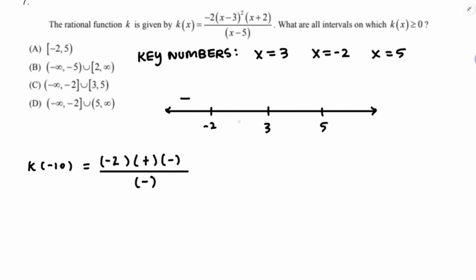All right, and something between negative 2 and 3, that would be 0. K of 0 equaling negative 2 is a negative number, negative 3 squared is positive, positive 2 divided by x minus 5, negative over a negative is going to be positive. Okay, k of x is greater than or equal to 0 from negative 2 to 3.